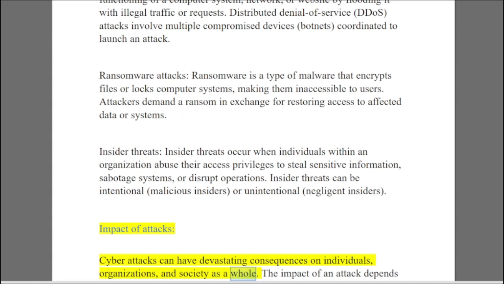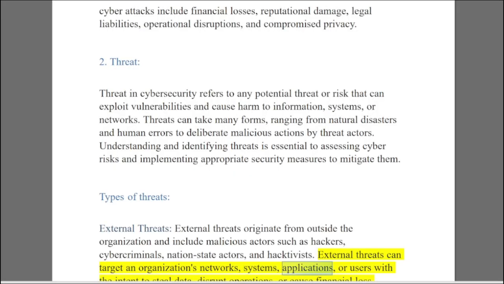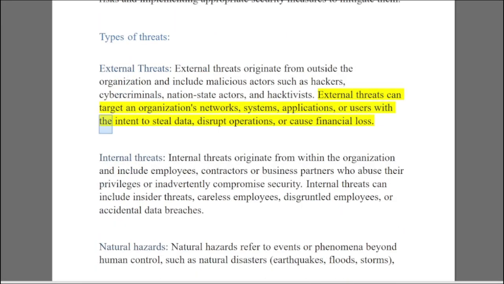Types of threats. External threats. External threats originate from outside the organization and include malicious actors such as hackers, cybercriminals, nation-state actors, and hacktivists. External threats can target an organization's networks, systems, applications, or users with the intent to steal data, disrupt operations, or cause financial loss.